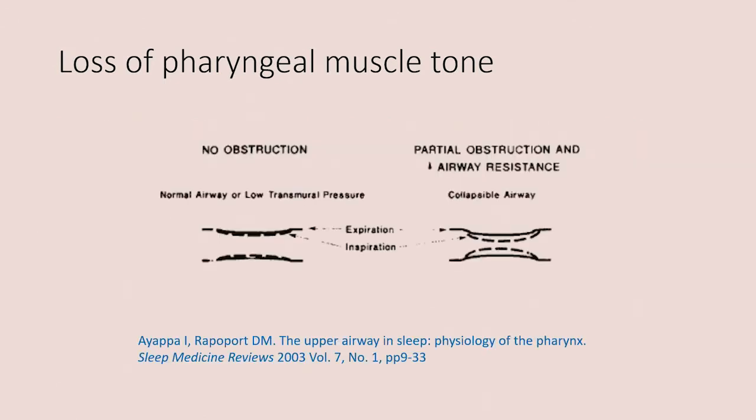So this diagram is a graphic illustration of what happens in upper airway obstruction. The diagram on the left, this one, shows a child with normal pharyngeal muscle tone. The muscle tone maintains airway patency during both inspiration and expiration. And the diagram on the right, this one, shows a child with loss of pharyngeal muscle tone. The airway is more collapsible and collapses inwards during inspiration due to negative pressure, and therefore the airway becomes narrow and obstructed, as you see here.